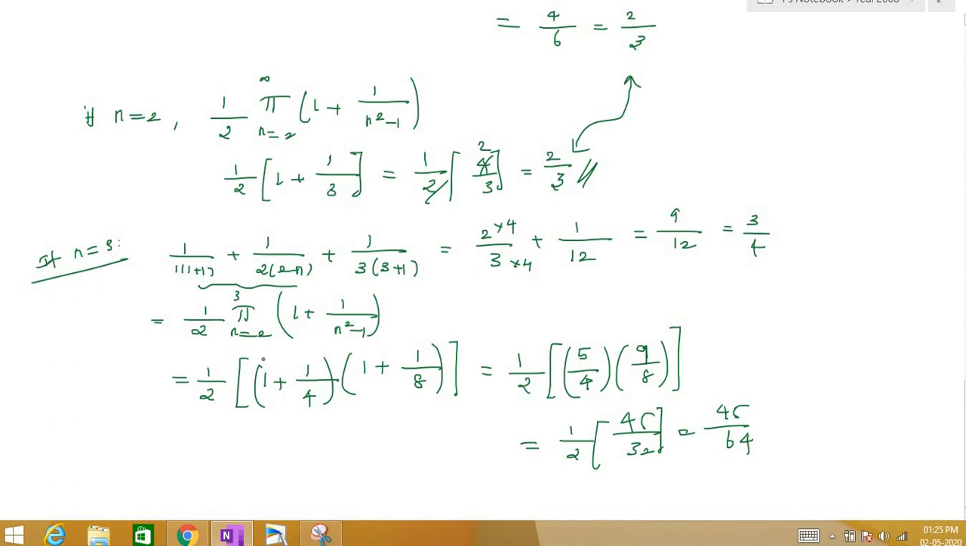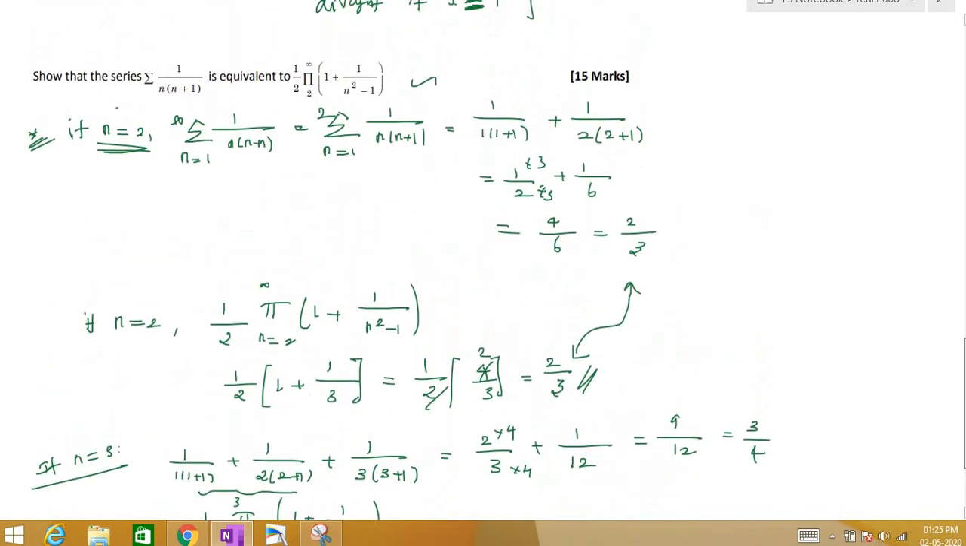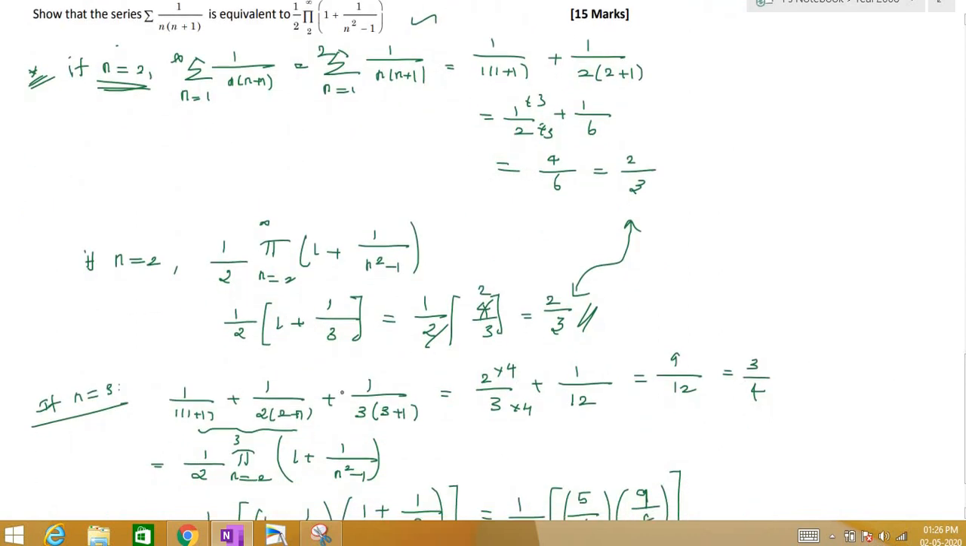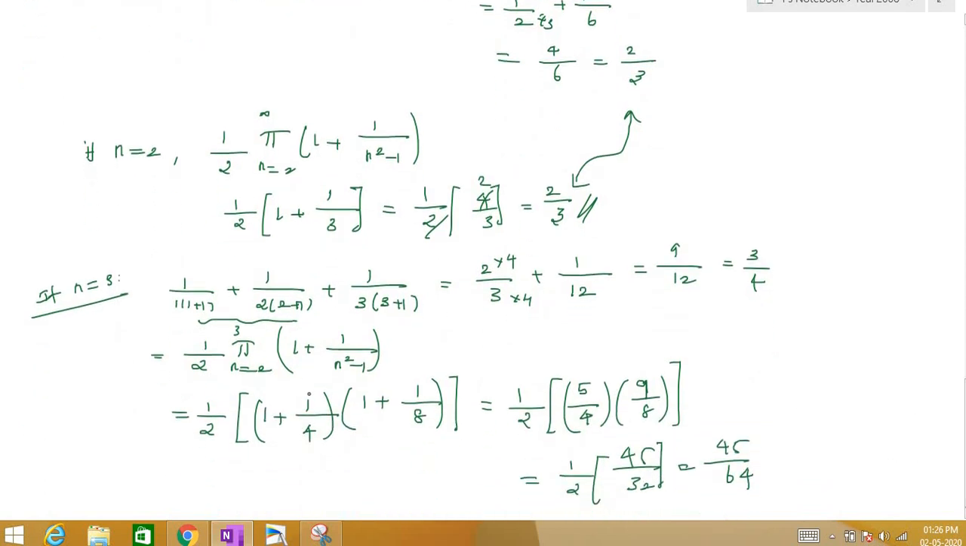1 by 2, the second term is 1 plus 1 by 3 into 1 plus 1 by 8. Sorry, this is 1 by 3, and this will be 4 by 4, right? And this whole term will be equal to 1. So we will have 9 by 16. So if we cancel, we will have 3 by 4. So you can see that both the values are same.